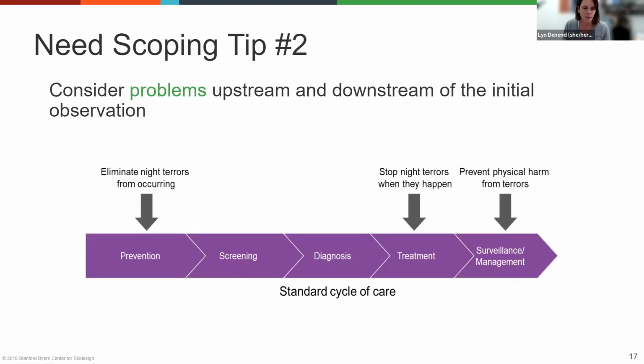Tip 2, you could also scope the problem by thinking about the cycle of care. So maybe you had a particular observation involving treatment, but you'd want to think upstream and downstream of treatment to think about maybe which problem is most compelling to solve. Is there a prevention related problem that might be worthy of addressing, or is it really the big pain point related to treatment? Next slide.